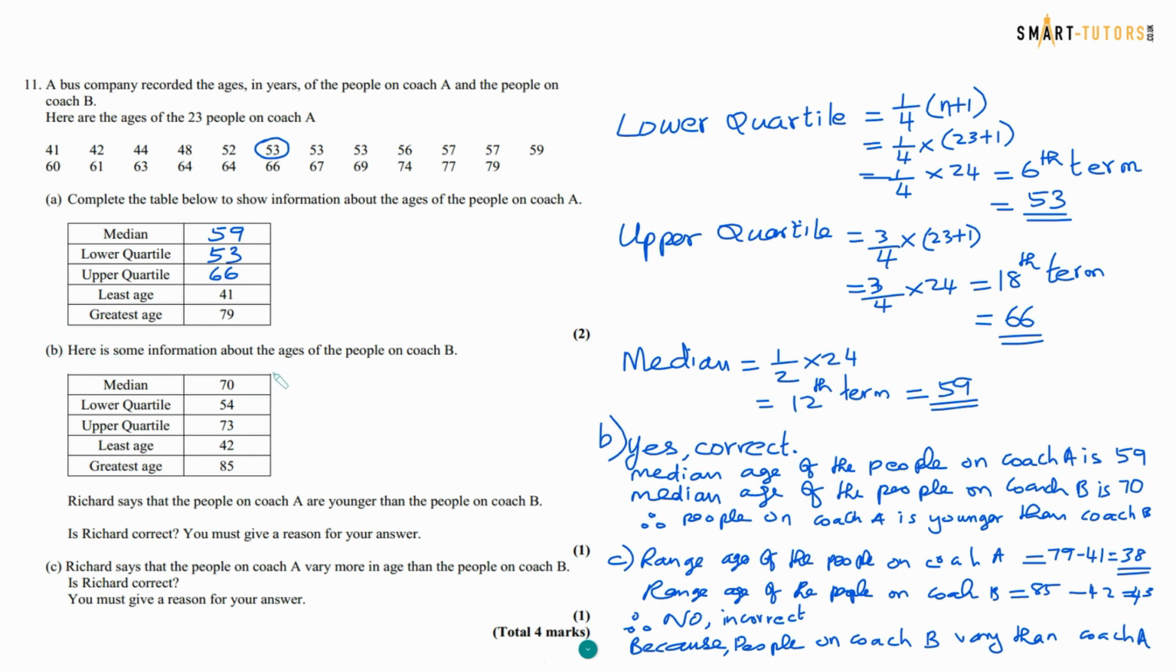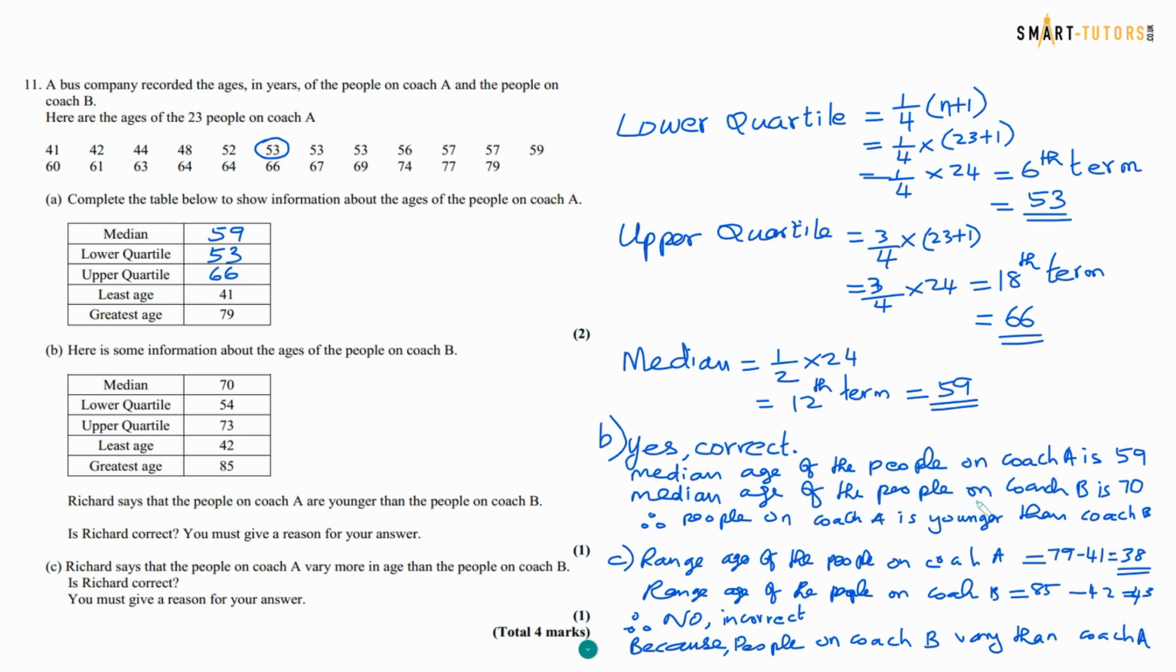Second question. Here is some information about the ages of the people on coach B. The median and everything is given. Richard says that the people on coach A are younger than the people on coach B. Is Richard correct? You must give a reason for your answer. Yes, correct. The median age of the people on coach A is 59.